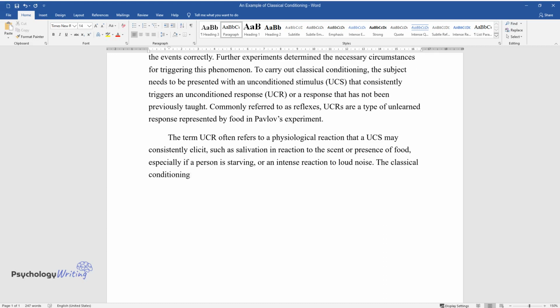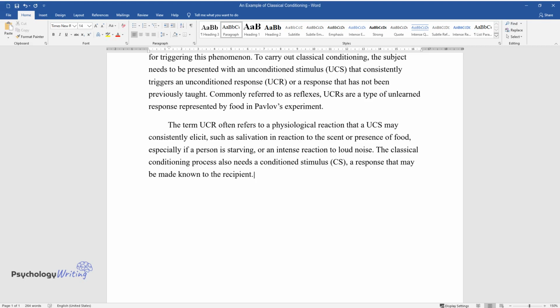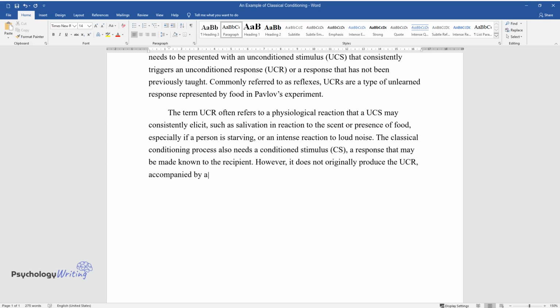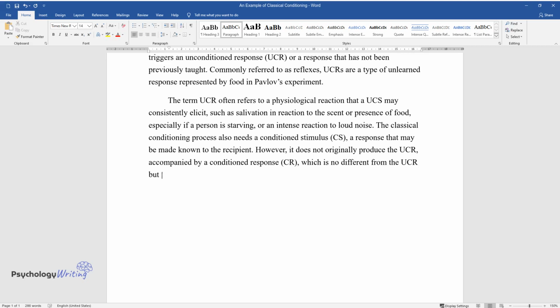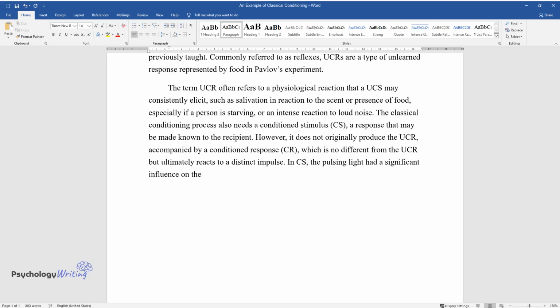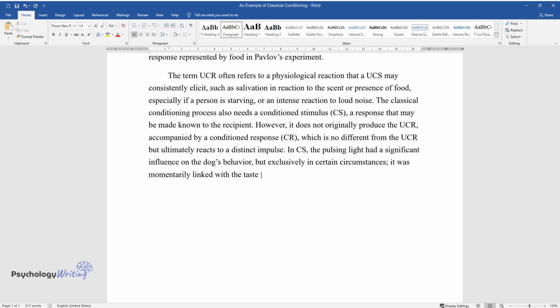The classical conditioning process also needs a conditioned stimulus, CS, a response that may be made known to the recipient. However, it does not originally produce the UCR, accompanied by a conditioned response, CR, which is no different from the UCR but ultimately reacts to a distinct impulse. In CS, the pulsing light had a significant influence on the dog's behavior, but exclusively in certain circumstances. It was momentarily linked with the taste of food, which induced CR, salivation of the dog.